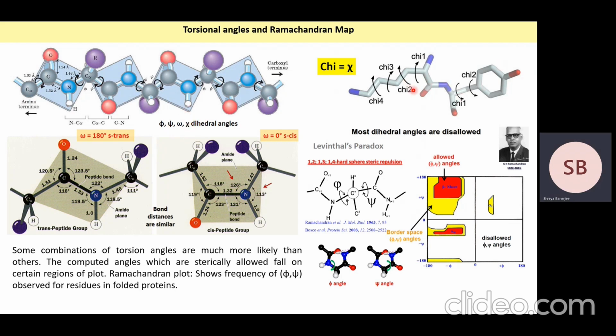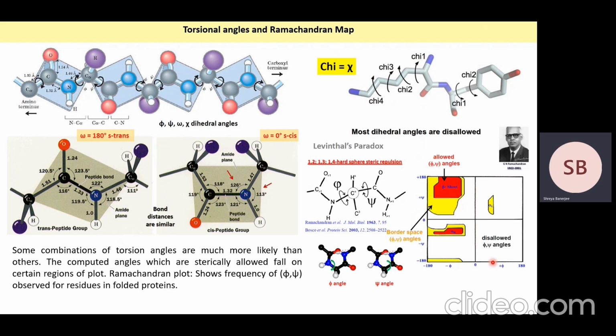And finally, we have the chi dihedral angles. Chi is basically the side chain dihedral angles. Suppose you have a lysine side chain that is shown here. You start from the nitrogen, 1, 2, 3, 4. So that will be one of the chi angles. And as you go through the different atoms of the side chain, you can have chi 1, chi 2, chi 3, chi 4, different dihedral angles.